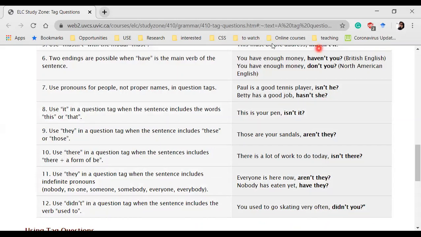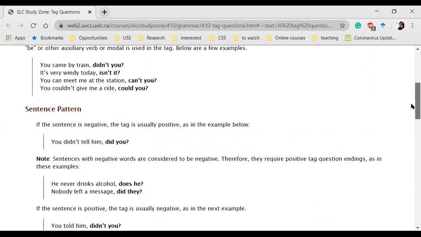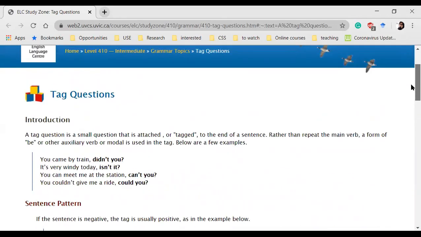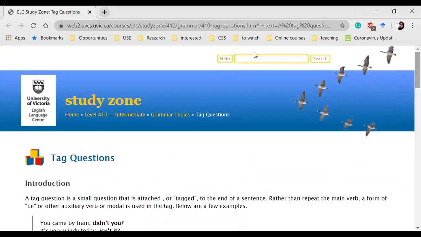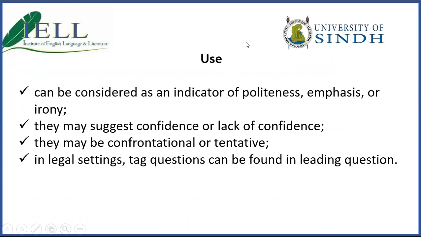Here you can see this website where I've chosen this topic, and there are the rules here. There are other things as well, like sentence patterns and an introduction to tag questions. It's called Study Zone. You can also access this website so it will be clearer for you.